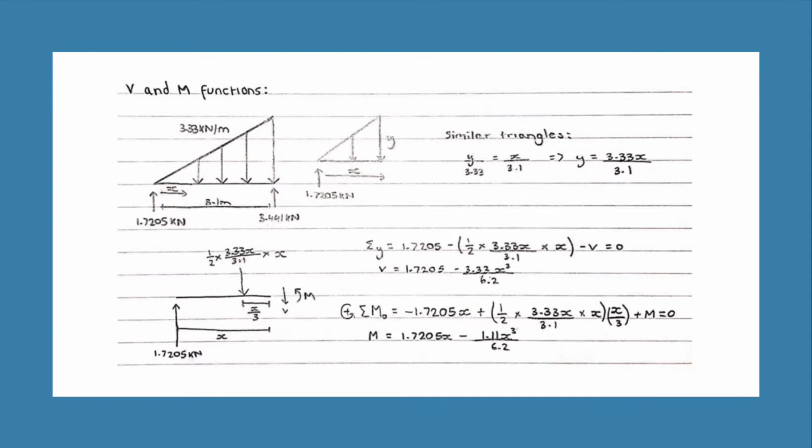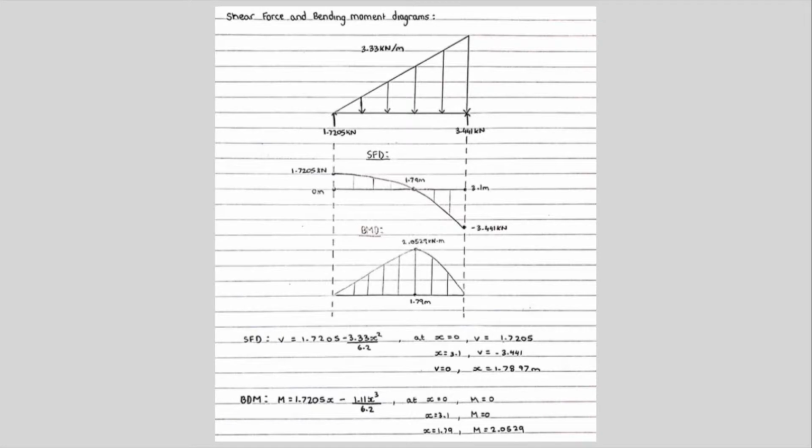Next, we are able to use the equilibrium equations again to find the functions v and m. By taking the sum of the y, we find that v is equal to 1.7205 minus 3.33x squared over 6.2. And by taking a moment, we get m equals 1.7205x minus 1.11x cubed over 6.2. After deriving these functions, we can then graph the shear force and bending moment diagrams.